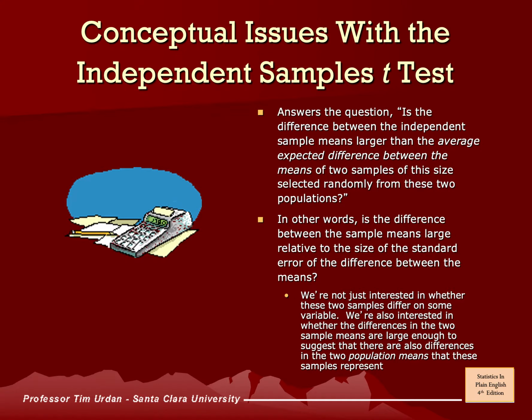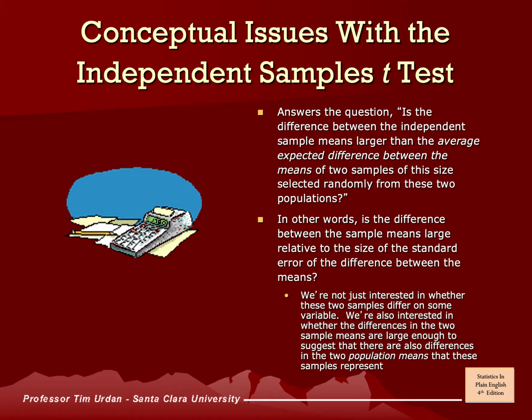So the conceptual issue here is we start asking ourselves, is the difference between the sample means larger than what we expect? Is the difference more than we expect? In other words, the difference between the sample means has to be large relative to the size of the standard error. So we have to think about what is large in the context of our sample size, in the context of the standard error that we expect to see.